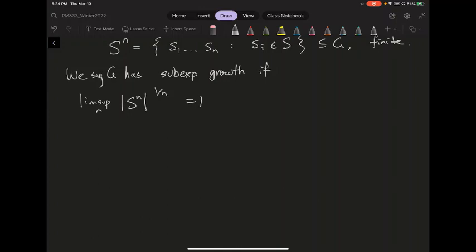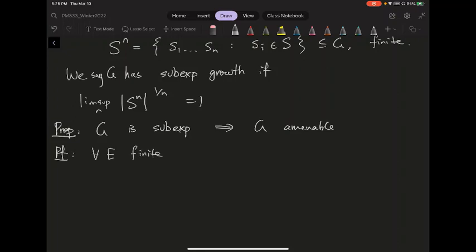Of course, if G is finitely generated with sub-exponential growth, you can just check all these generators. And so if you consider sub-exponential growth, the main theorem I want to prove is that they are always amenable. So if G is sub-exponential, then G is amenable. The reason is just an easy application of the Foelner's condition. So let's prove that. Basically, I need to show the Foelner's condition. Let's say for every E finite, I want to find the Foelner's net.